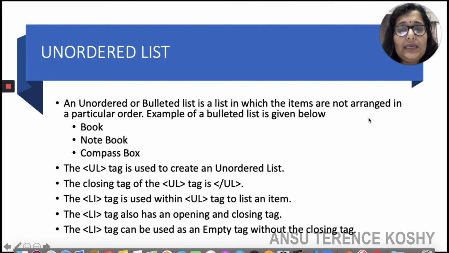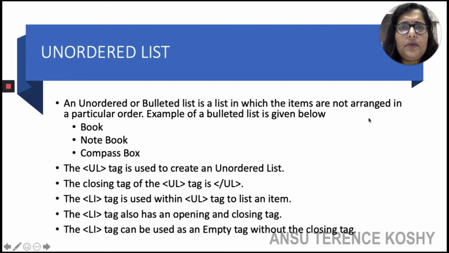The UL tag is used to create an unordered list. The closing tag of the UL tag is /UL. You can even write it in small alphabets too, because this is not case sensitive. You can write it as small ul or big UL. The LI tag is used within the UL tag to list an item. LI tag is used to show the different things in a list. The examples will be provided for you in the next video. For now, please understand the LI tag is used to list the item here.